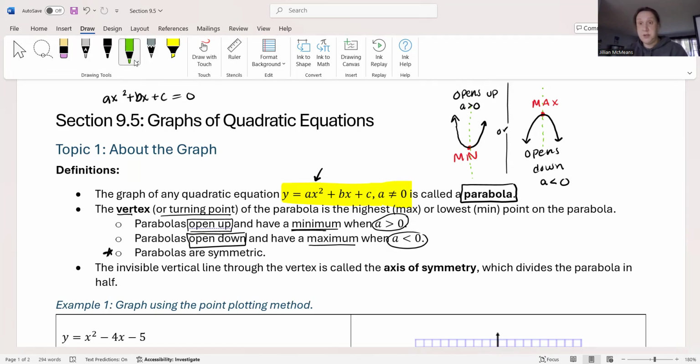So parabolas are symmetric. And then even more important, maybe not even more important, but equally important, my dog's going to start barking.